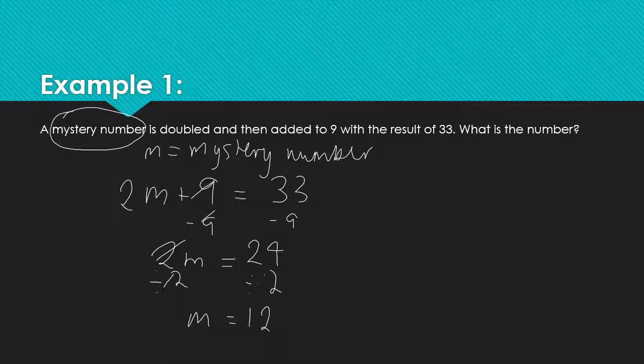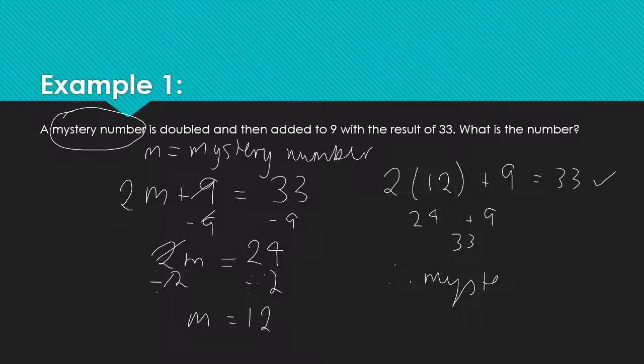Right, so let's check if we're right. Next step, substitute. 2 times 12, well I know that's 24, plus 9. Well I know that's 33, which equals my right-hand side. So it's true. Therefore, what can we write? The mystery number is 12. You can pause the video here and copy out this working if you haven't done already. And then when you come back, we can go through the next slide.